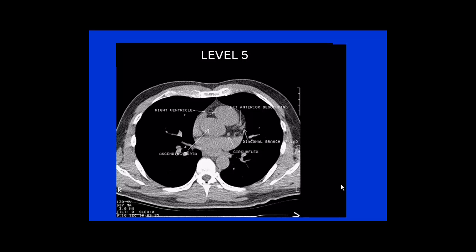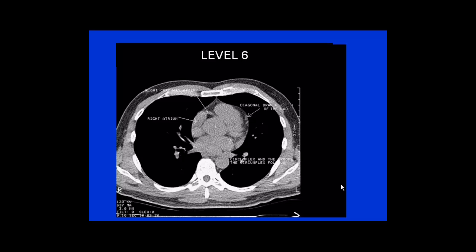Next level down, we begin to see the beginning of the circumflex artery, and we are already into the mid to distal portion of the left anterior descending artery, as well as a diagonal branch. Notice that even at this level, we have not seen the origin of the right coronary artery, since this is physically caudad to the takeoff of the left main coronary artery. You can also see the ascending aorta and the right ventricle.